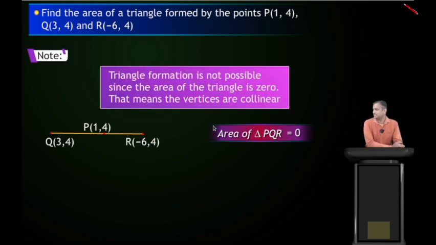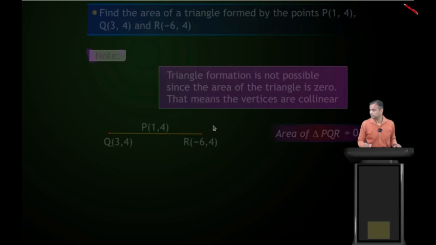So here we can say that triangle formation is not possible since the area of the triangle is 0. That means the vertices are collinear. Now look at this word. Collinear means if points make a straight line, then they are called collinear points.